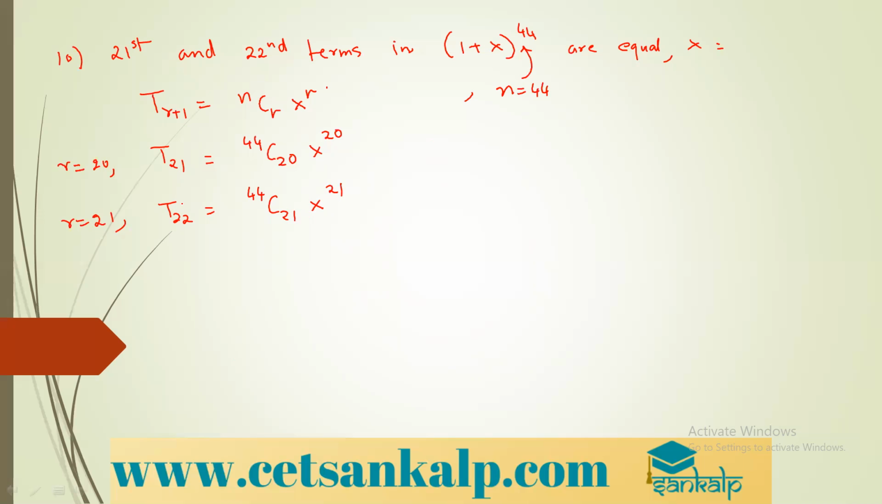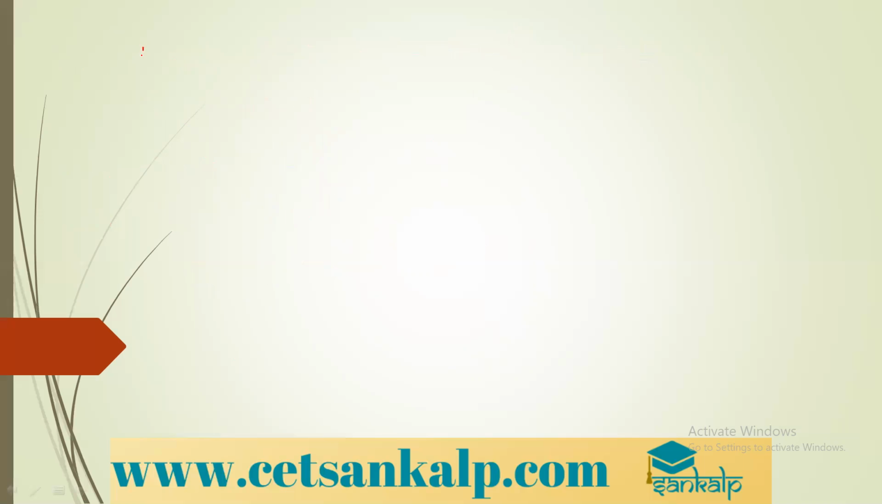So these two terms are equal. The 21st and 22nd terms are equal. That is what they said. So we will equate 44C20 x^20 equal to 44C21 x^21. Or x^21 by x^20 equal to 44C20 by 44C21. Now I can write this as, in the numerator, 44C20.